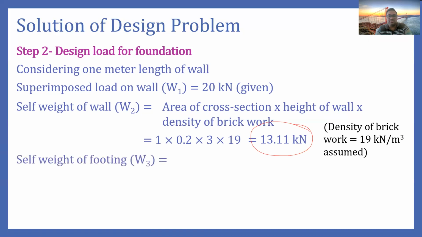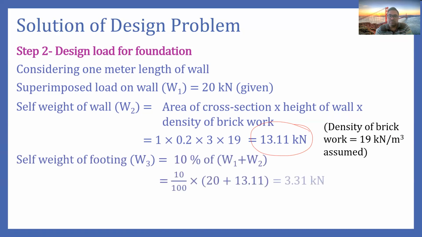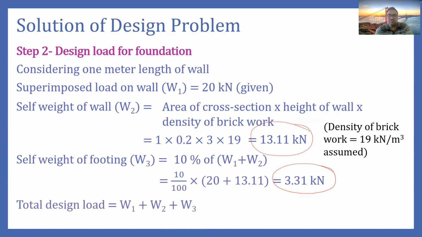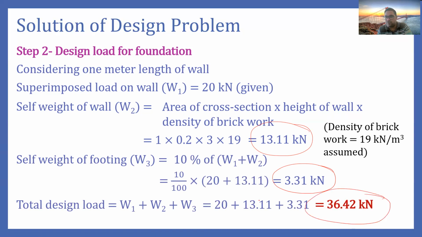Similarly, we can calculate the self weight of footing W3, which will be 10% of W1 plus W2. Calculating this value, we get W3 as 3.31 kilonewton. Now the design load will be the sum of W1 plus W2 plus W3. Putting all the values, we get the design load as 36.42 kilonewton. So that is the load coming on the wall foundation.